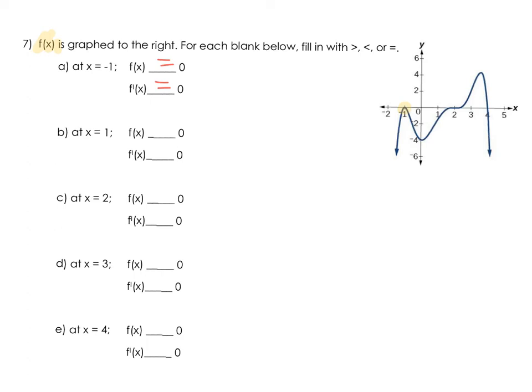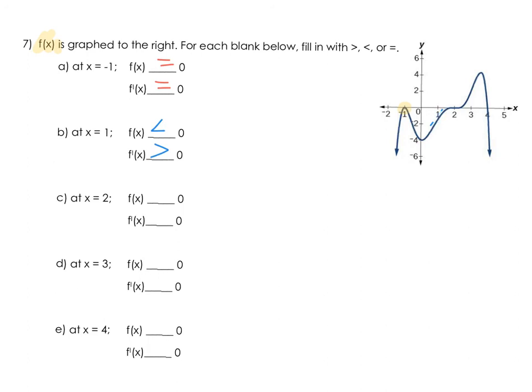At x equals 1, we're right here. I'm just going to mark a point on it. That kind of helps me when I'm discussing it. The function is below the x-axis, so I'm going to say the function is less than 0. At x equals 1, is the derivative positive, negative, or 0? Well, the function is increasing. If I were to draw a tangent line, it would be positive, so the derivative in that case would be greater than 0.